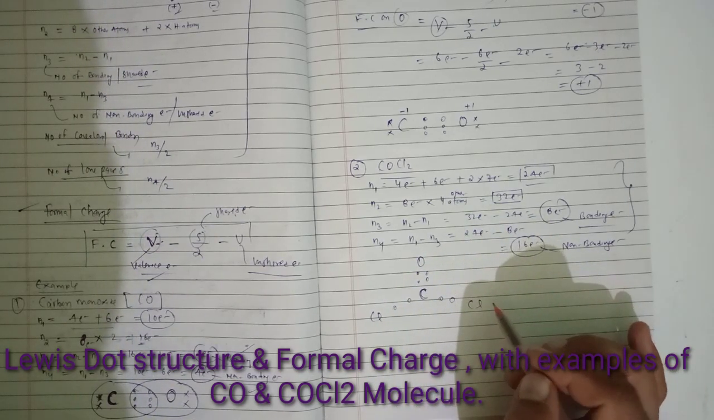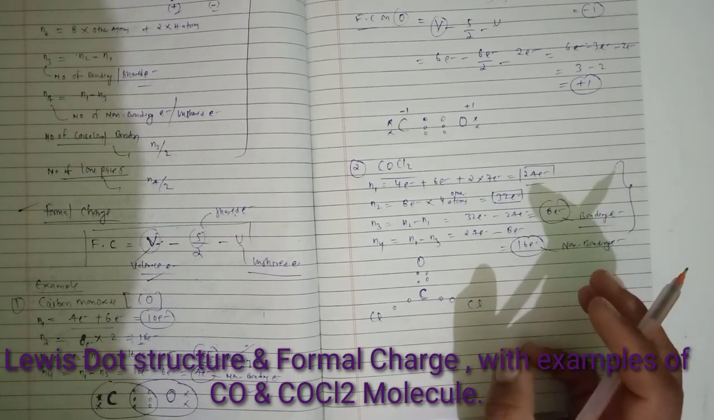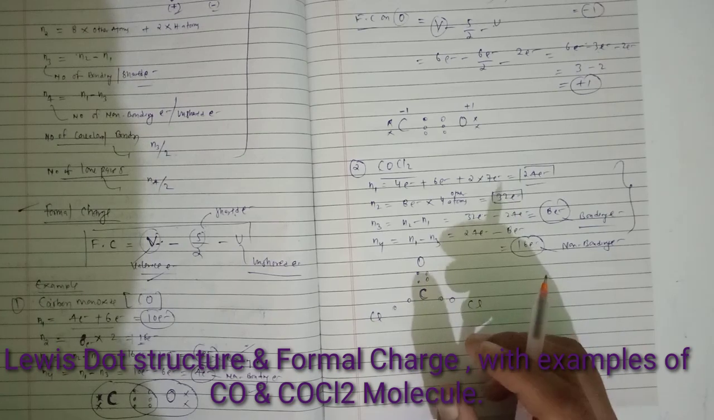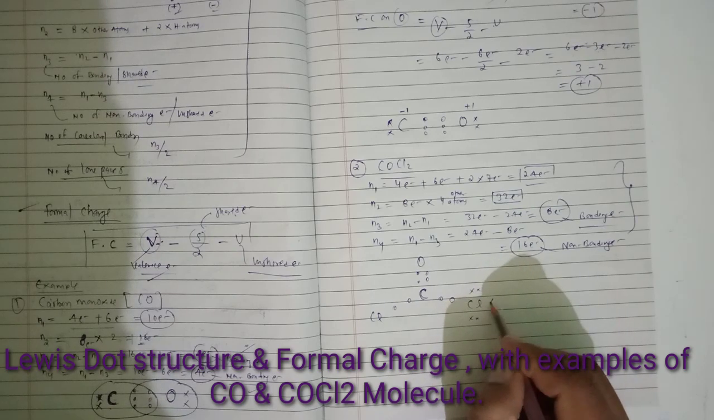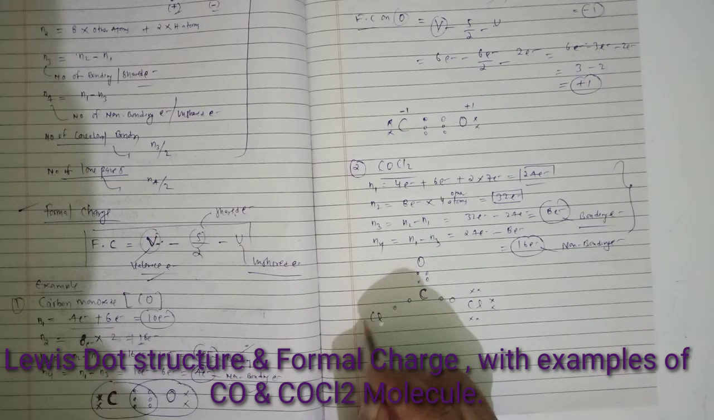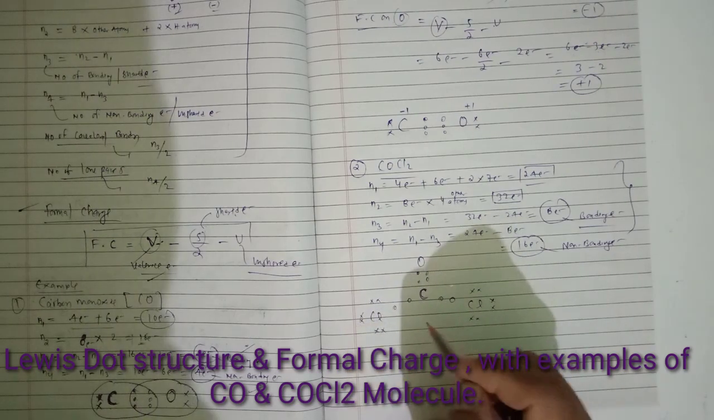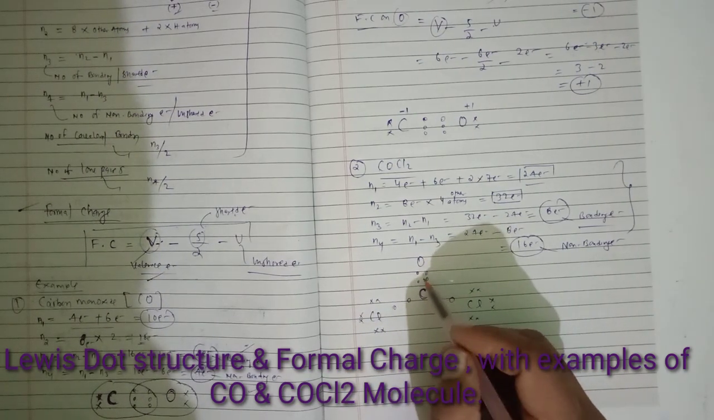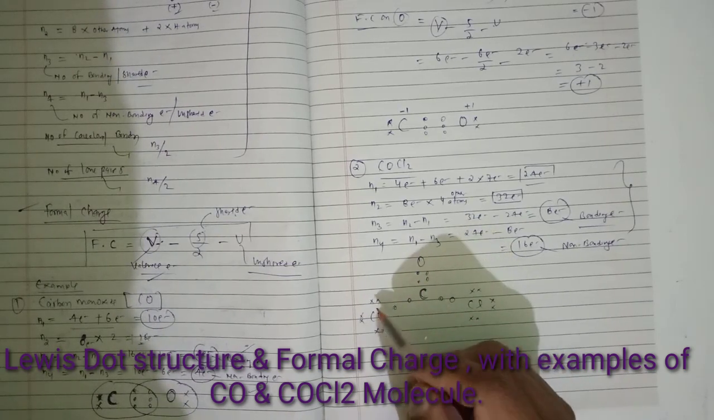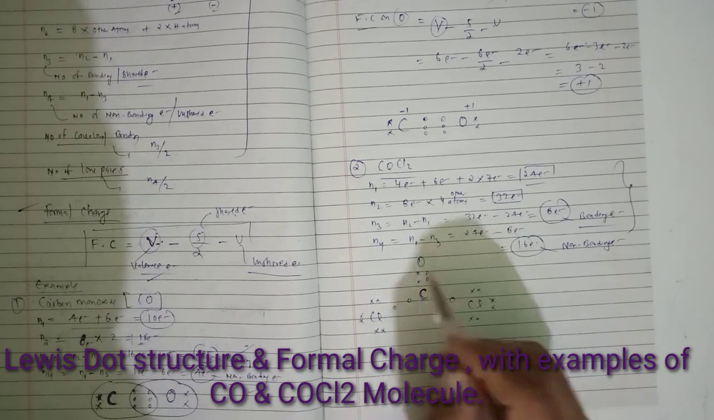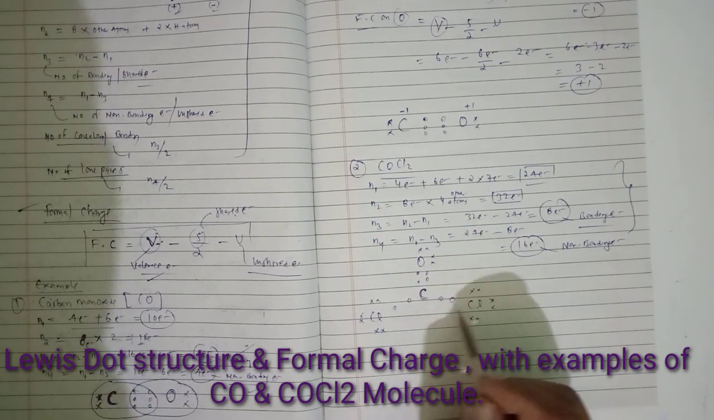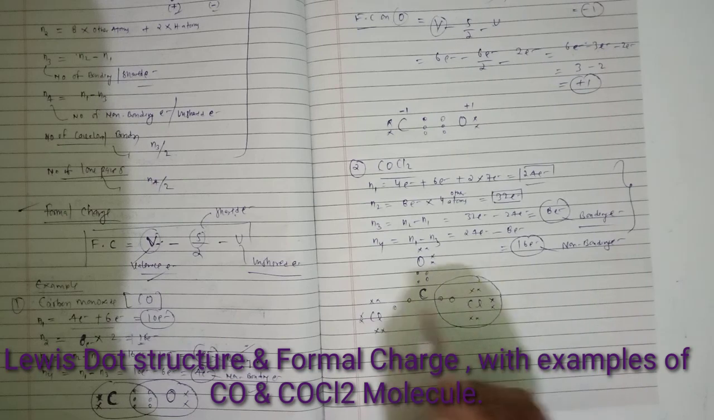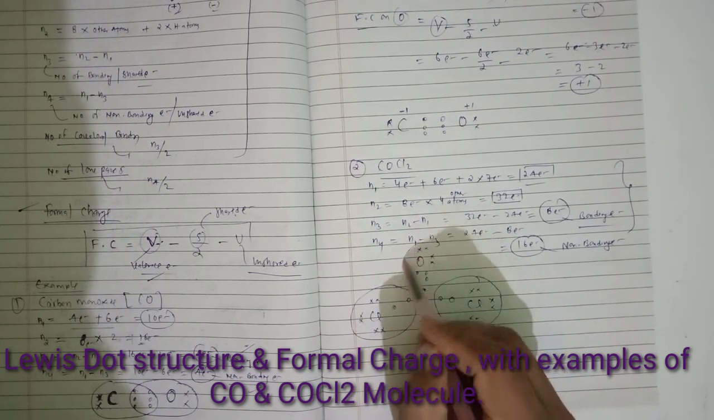Now the non-bonding electrons. While filling them up, I have to make sure that each atom attains or completes the octet. So 1, 2, 3, 4, 5, 6, 7, 8, 9, 10, 11, 12. Then 6 plus 6 is 12, and 4 electrons are there, 1, 2, 3, 4. In this way, the possibilities are there. So I can see that the octet is getting complete here, here, and here also.